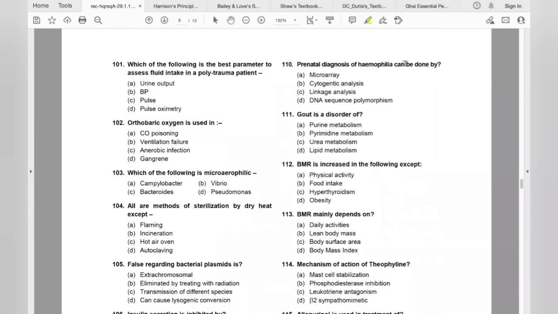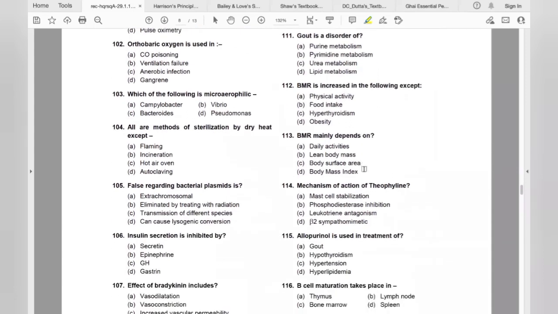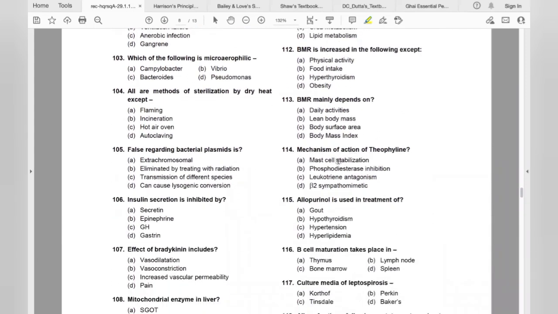Prenatal diagnosis of hemophilia can be done by, answer is B, cytogenetic analysis. Gout is a disorder of purine metabolism. BMR is increased in all of the following except physical activity. BMR mainly depends on lean body mass.